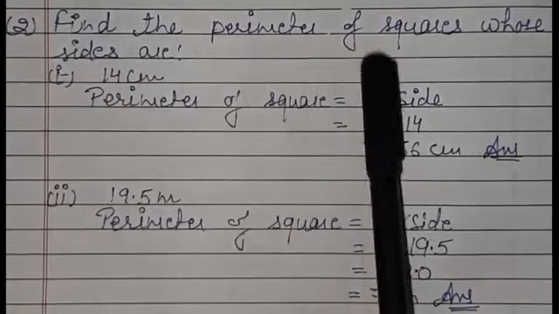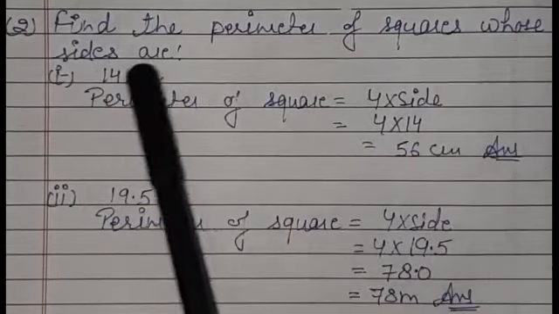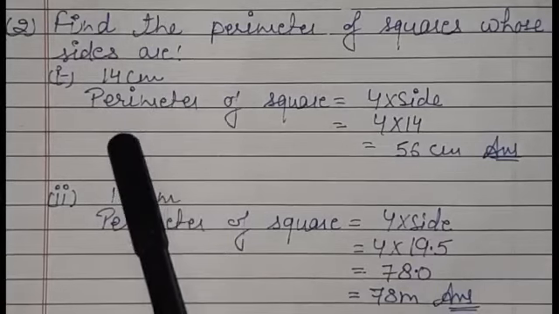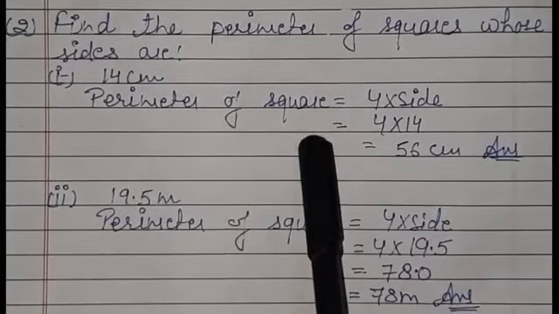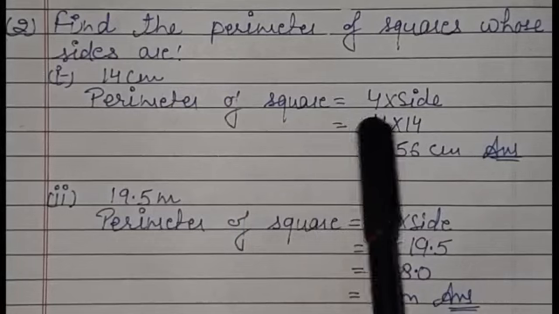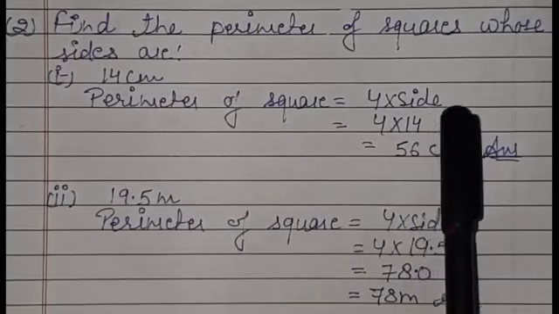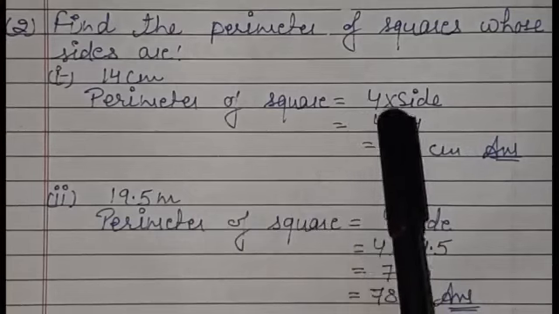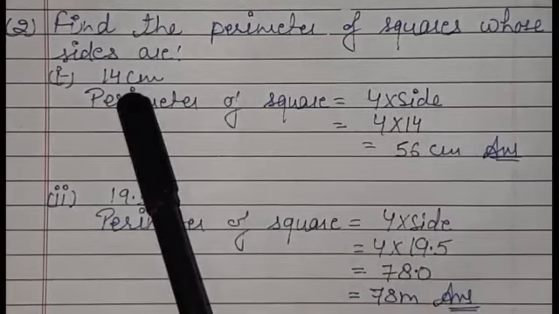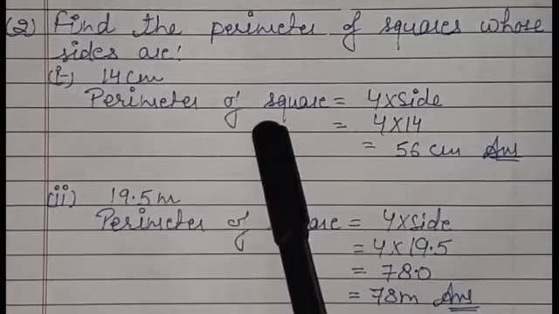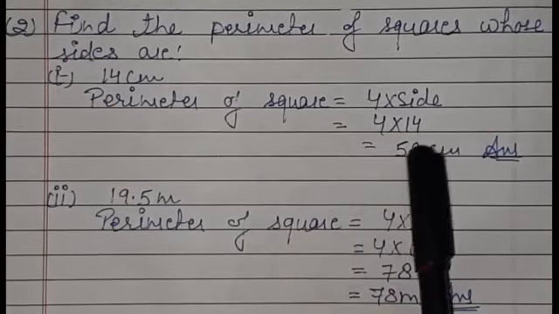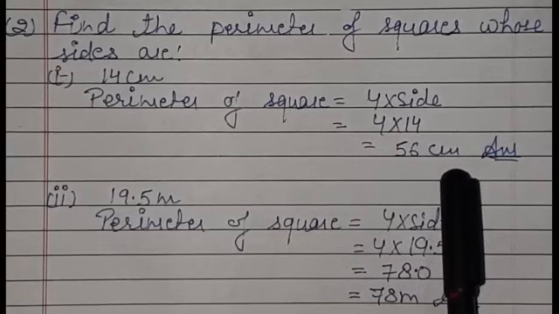Find the perimeter of squares whose sides are given. In this numerical, the side of a square is given and we have to calculate the perimeter of the square using the formula 4 into side. This formula you have to learn, that perimeter of a square is equal to 4 into side. Side is 14 centimeter. So what will be the perimeter? Perimeter is 4 into 14, 56 centimeter.